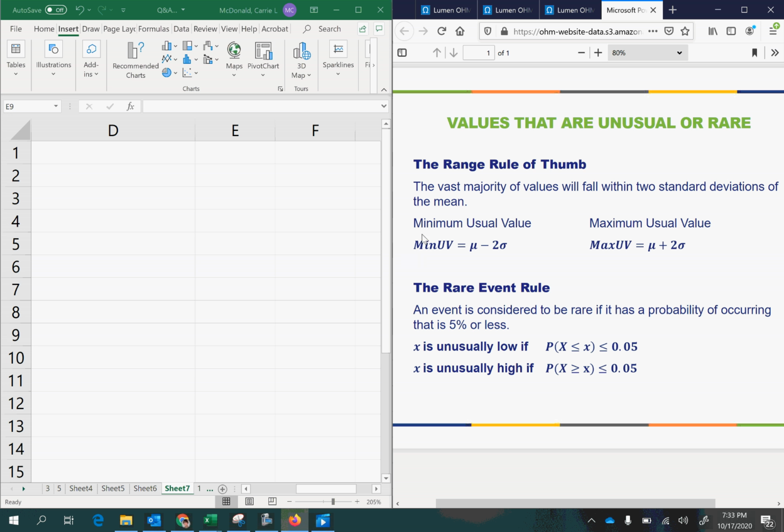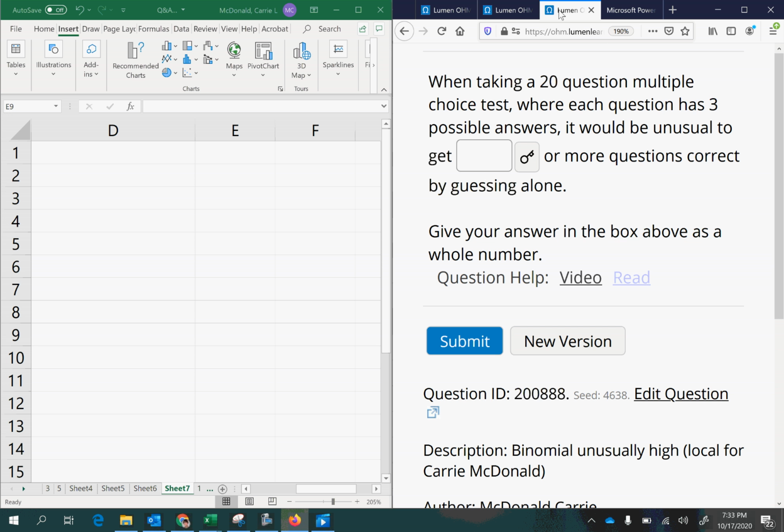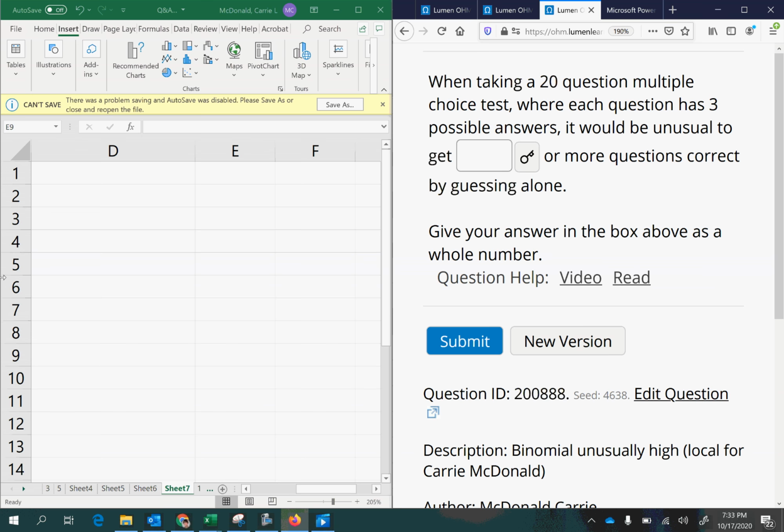And you can see that what you do is you calculate the minimum usual value and the maximum usual value. Then you will know where the fences are, basically, of what you would consider to be usual. And anything below or above that would be considered unusual. But in order to use these, you're going to need to be able to find the mean and the standard deviation. So we're going to try using this, but first we have to figure out how we are going to find the mean and the standard deviation.